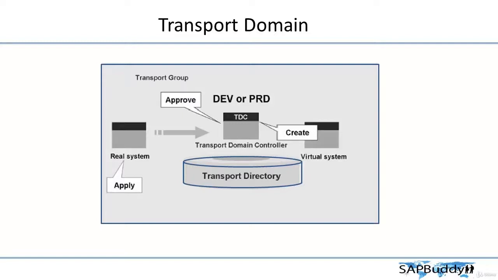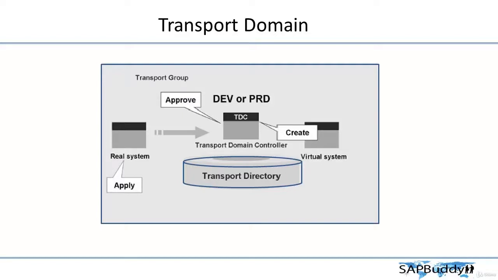You will not be able to keep this in the same domain or the same route. So we need to make sure all systems which you are including in your landscape for a specific transport route should be in the same support pack level and the same release.